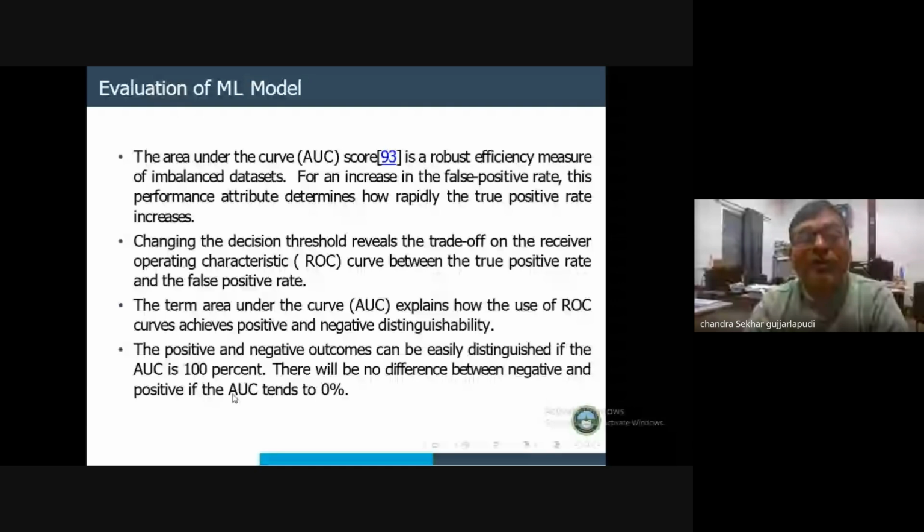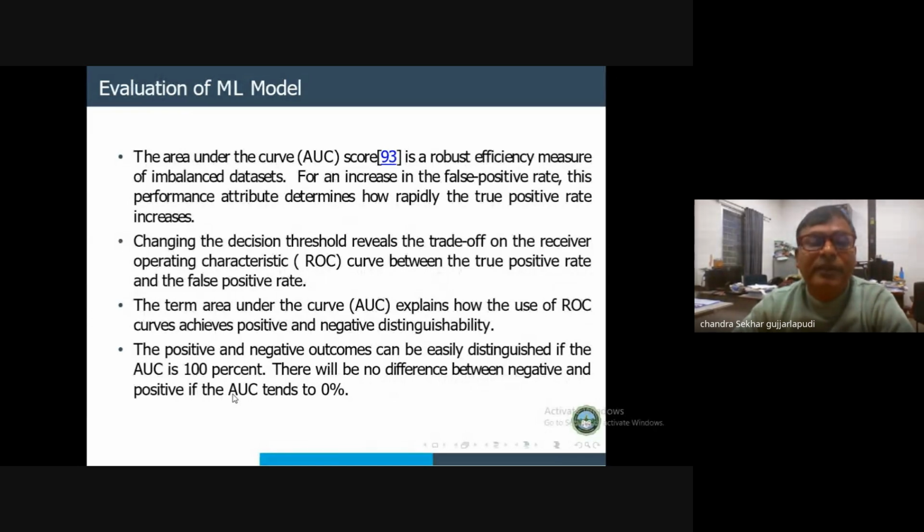After training, we have checked the performance of our model for two techniques: one is KNN, another is decision tree. To check that, we have utilized area under curve, since our data set was imbalanced, so that's why we have taken care. Similarly, we have calculated the ROC, the receiver operating characteristic, also.